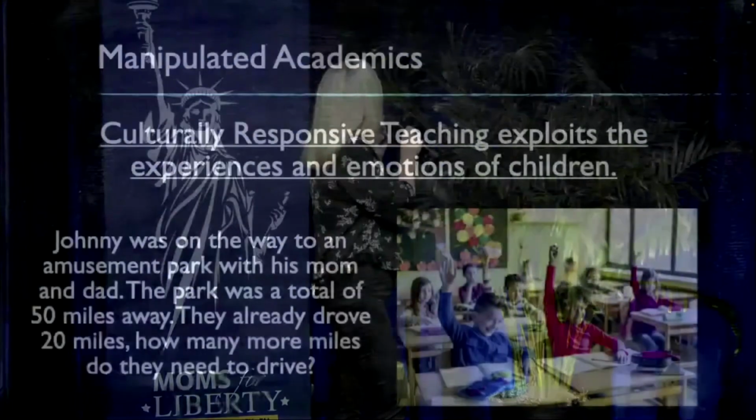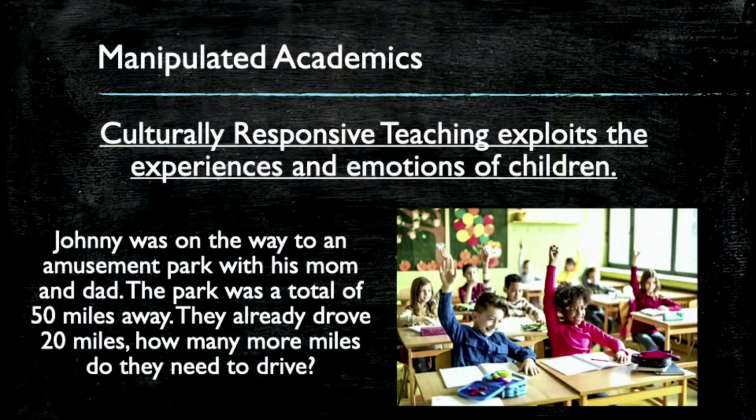Okay, Johnny was on the way to an amusement park with his mom and dad. The park was a total of 50 miles away. They already drove 20 miles. How many more miles do they need to drive? Doesn't seem like a big deal, right? But this is what parents can't put their finger on. This is what you can't grab and say, why are you doing this? Because it's the method that they have taught these teachers to use. It's what culturally responsive teaching is.